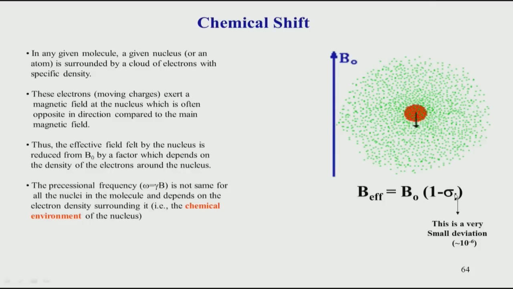So, therefore, the shielding is trying to reduce the effect of the main magnetic field at the nucleus side, and this shielding is a very small number, a very small deviation to the order of 10 to the power minus 6, and if you now see the connection, the ppm typically comes from there because it is a very small deviation from the main magnetic field. So, let us see how this chemical shift varies for different atoms.